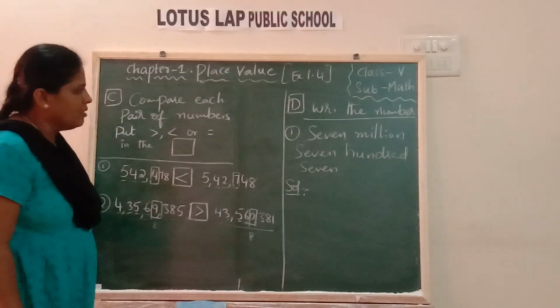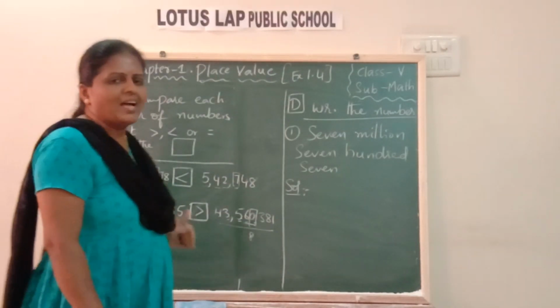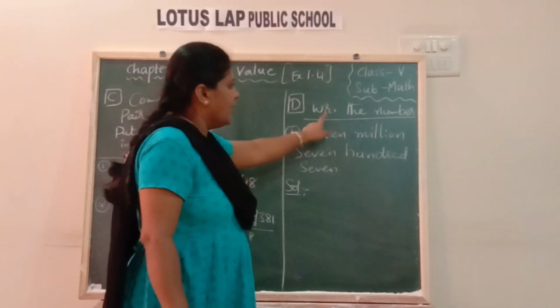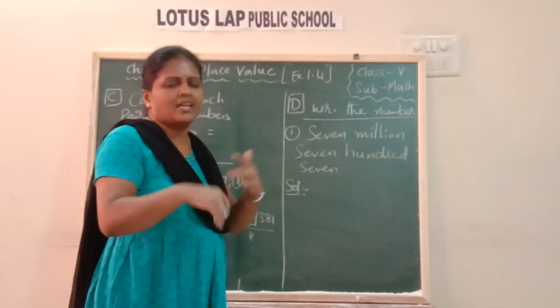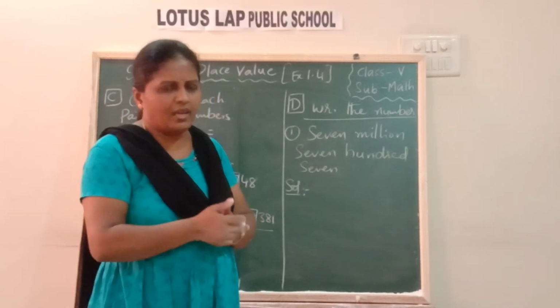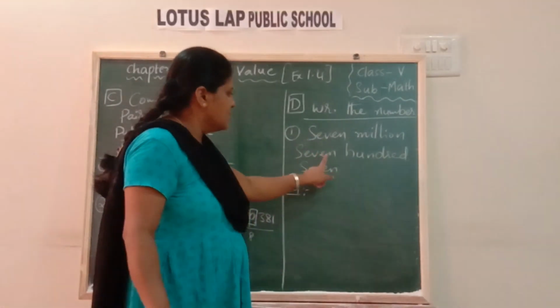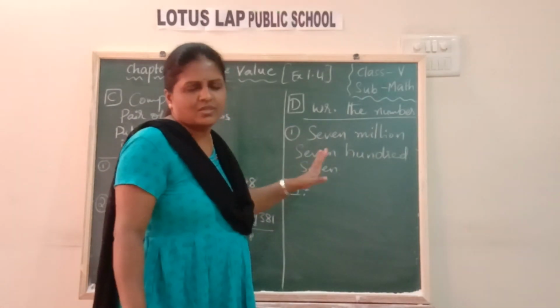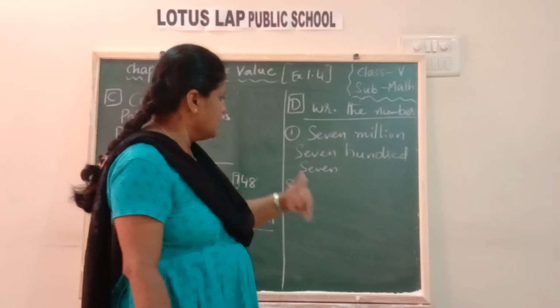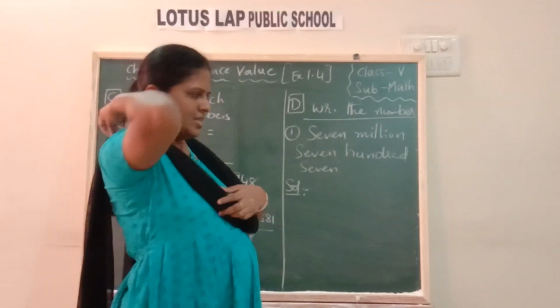So this is how you compare the numbers. Now the last and final bit here is bit number D. Write the number. Number name is given, you need to write the number. 7,707,000. So this is the number in the international system. Okay, 7,707,000.